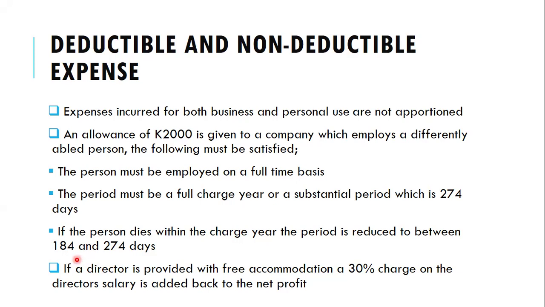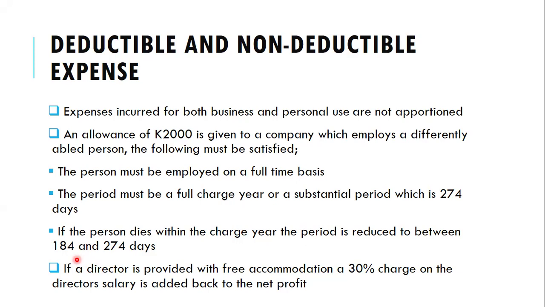Then, if a director is provided with free accommodation, a house that the director is supposed to stay in as part of the perks and benefits of employment, a 30% charge on the director's salary is added back to the net profit. So this is the annual salary. What's the director's annual salary? Then you charge 30%, and after you charge that 30%, you add it back like a non-deductible expense.